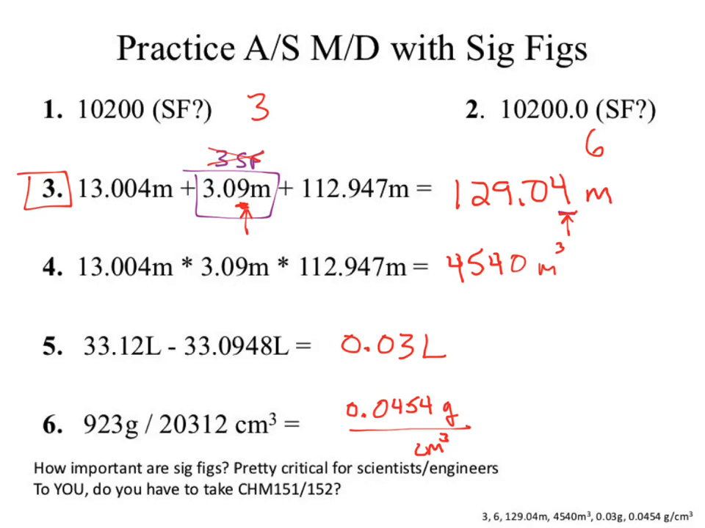What happened with question number 4? 3.09 only has 3 SigFigs, so we have to have 3 SigFigs in our answer. Where's that number? 4540, what your calculator spit out? No, what did it spit out? 4538. 0.47 is what I got. So your calculator spits that out. Why do I lose so many digits? Well, I can only hold 3 SigFigs.